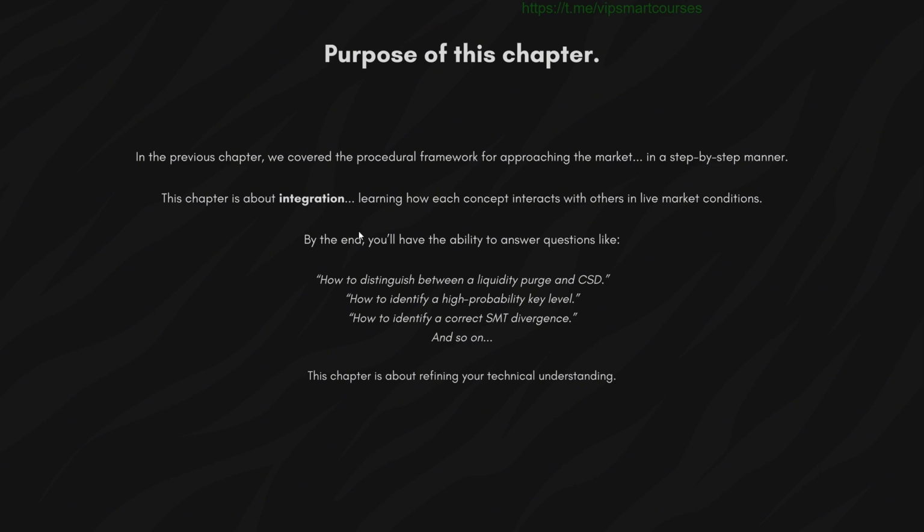Okay, and by the time you are done with this chapter, you should be able to answer questions like how to distinguish, or how to tell the difference between, a regular liquidity purge and a proper CSD, how to identify a high probability key level, how to identify a correct SMT divergence or how to confirm it, and so on. Okay, along with this, we'll have many other things too, but you get the idea. That's the goal here. Okay, this chapter is basically about refining your technical understanding. Okay, now let's get into the chapter.